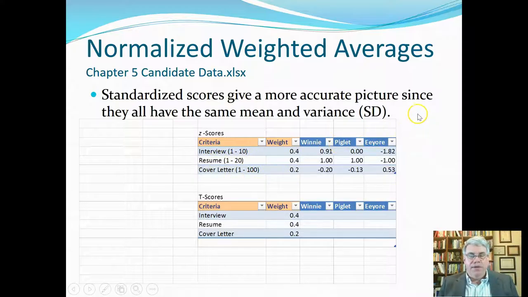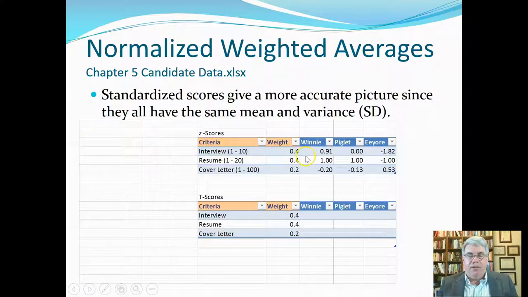So what we need to do, rather than using the raw scores, is use standardized scores. We need to use z scores or some other form of standardized scores to give us a more accurate picture, since they will all have the same mean and the same standard deviation. With z scores, the mean would be 0 and the standard deviation would be 1. With t scores, the mean would be 50 and the standard deviation would be 10.